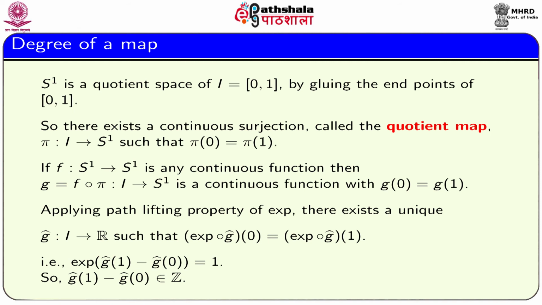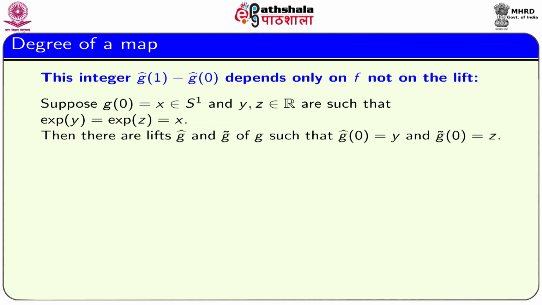Again, by the property of the exponential map, whenever it takes anything to 1, that should be an integer. So, g cap(1) minus g cap(0) is an integer. Now, we show that this integer g cap(1) minus g cap(0) depends only on f, not on the lift.